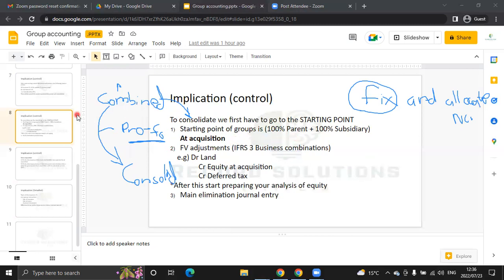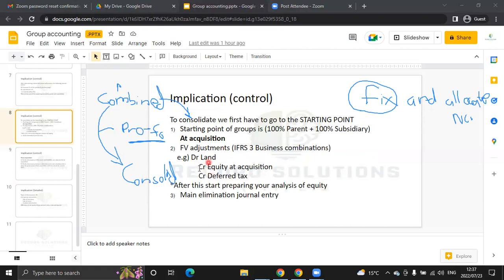So from a group perspective, what's going on? From a group perspective, at acquisition, when we acquire these assets, we see them at fair value. Let's say the fair value is 100,000. What happened at the starting point? We added 90,000. So what must we do? We must do a pro forma journal entry, changing this combined to consolidated by recording that 10,000 of land. So we're going to record the 10,000 of land by saying land we debit by 10,000.